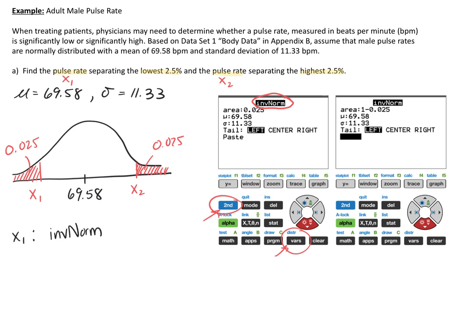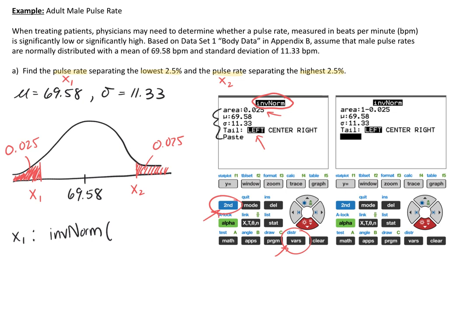So inverse norm is going to ask you to type in an area. So what I have here is the newer version of the graphing calculator. So the newer version will prompt you to put in an area, and it allows you to choose left, center, or right. So because I'm searching for x sub 1, the area that I have is 0.025, so you'll see I have that. And it's identified as the area to the left of x sub 1. However, if you have one of the older calculators and it doesn't give you a prompt like this screen here, it's not going to give you the option to choose left, center, or right. So your calculator is always going to default to the left.